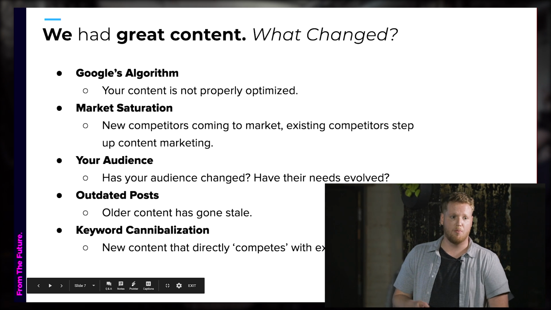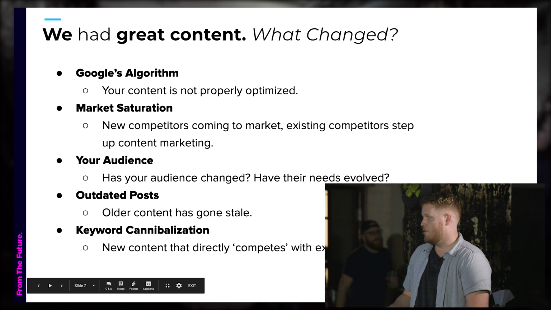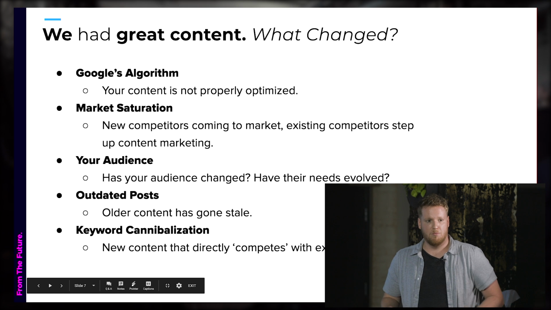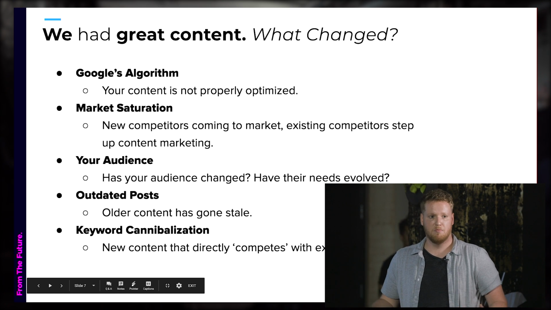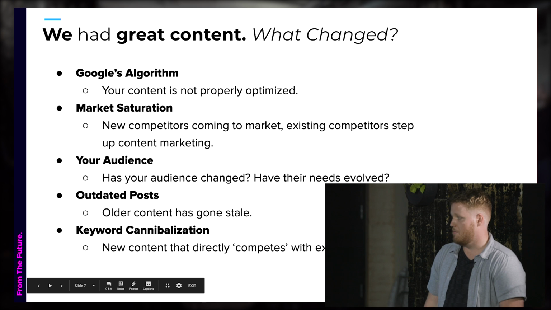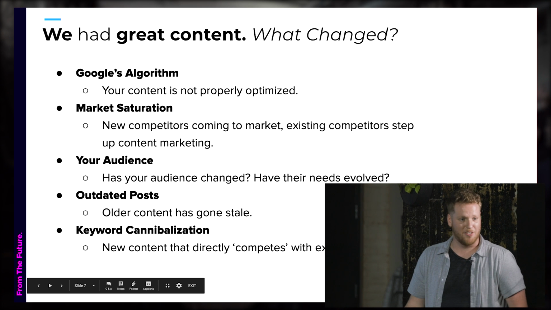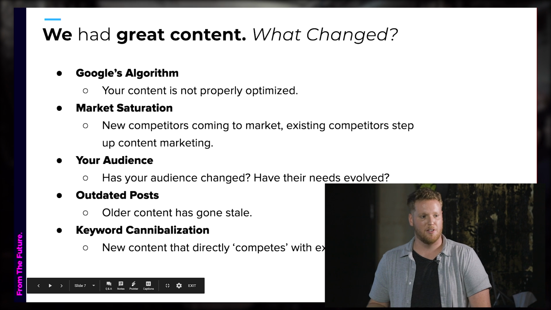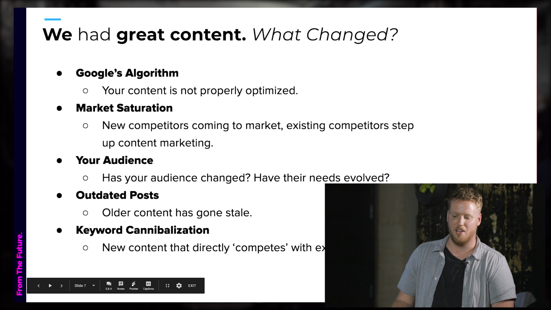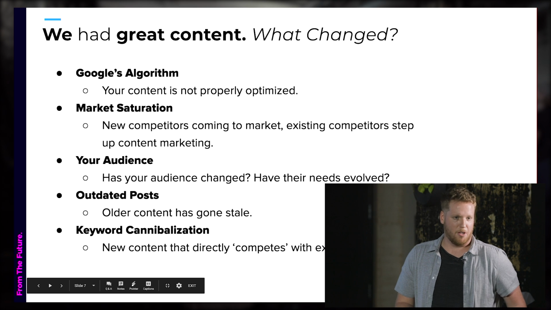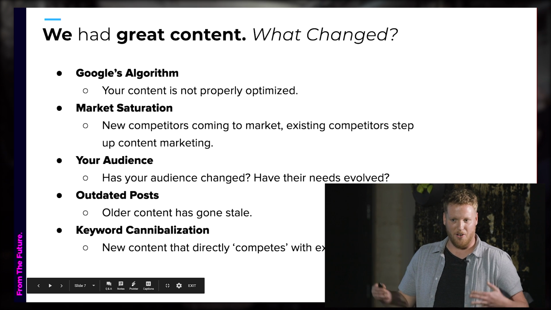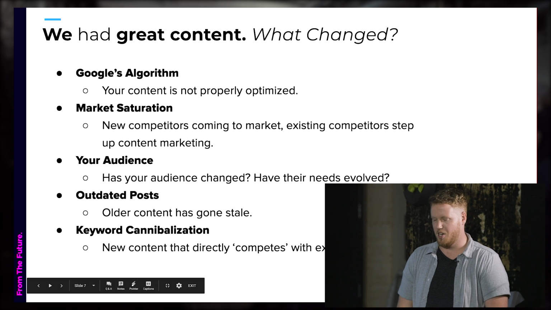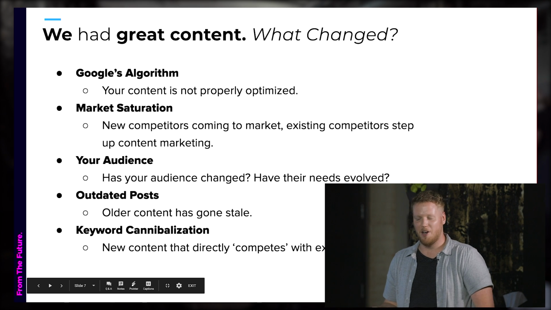Market saturation, new products coming to market that compete with you, or your competitors becoming more sophisticated in their content marketing. Your audience, their needs might have evolved, changed, anything like that. You have a bunch of outdated content on your site that you haven't updated in years and years. Or you have content that actively competes with your existing content. Maybe you had something similar like 5 years ago, and you're kind of just piling on top of it, and it ends up competing with each other. That's something that we call keyword cannibalization. There's many ways to think about it, but that's one.